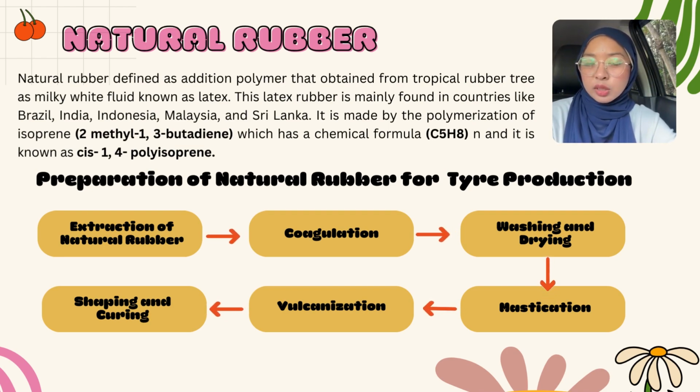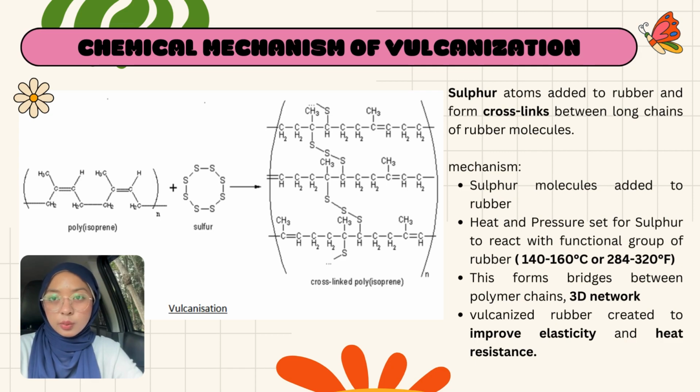Next, the key process is vulcanization, which gives natural rubber its strength by treating it with sulfur and heat. The sulfur atoms form cross-links or bridges between the long chains of rubber molecules. These cross-links give rubber its elasticity, strength, and durability. The last step is to vulcanize and shape it into the tire. The exact mechanism of cross-linking is complex and involves multiple steps.